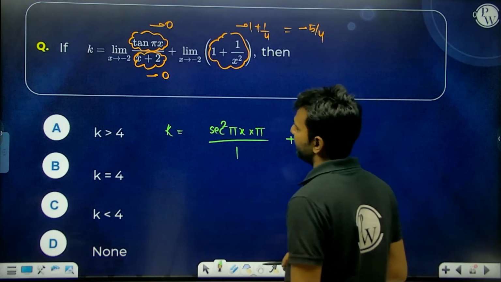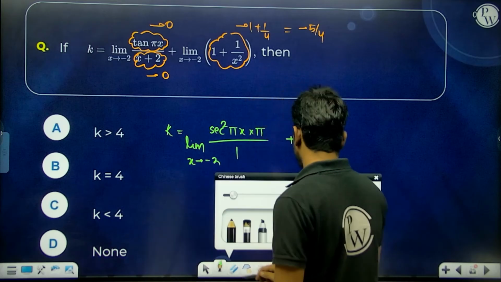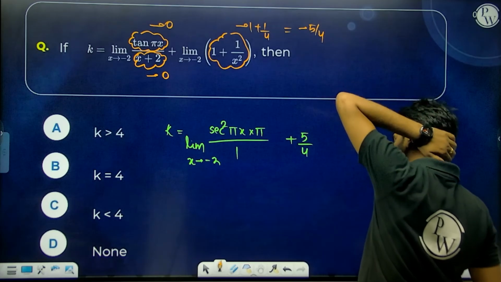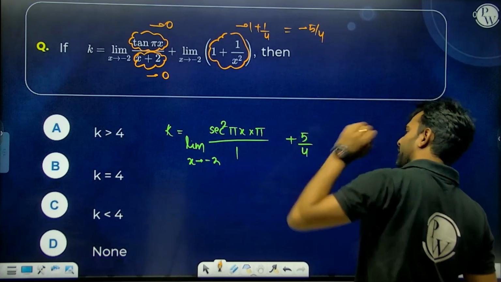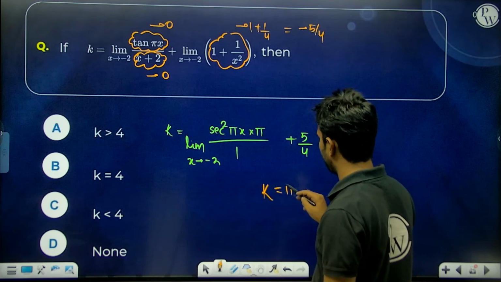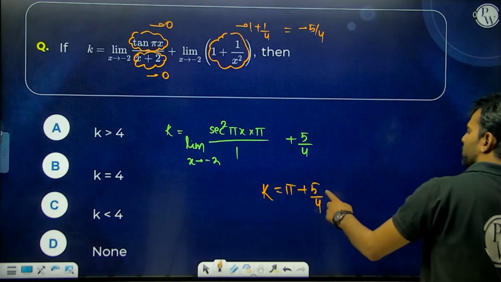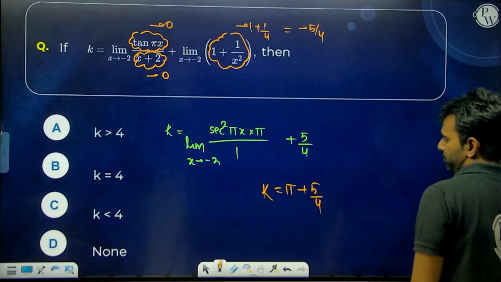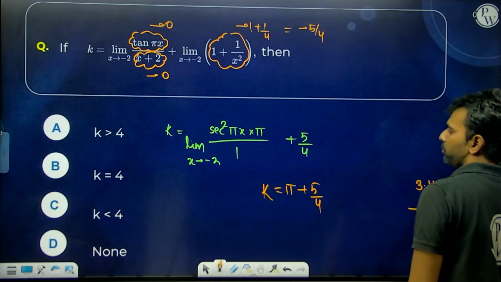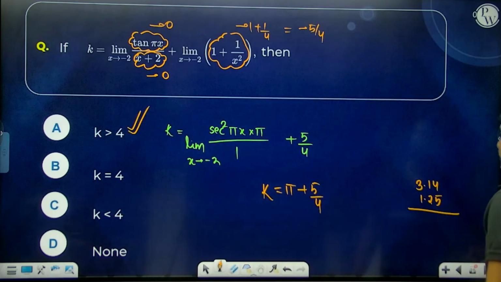Now I think you guys can tell me that if limit x tending to minus 2 is written, then sec of minus 2 pi is going to be what? Sec of minus 2 pi is going to be nothing but 1. Yes, so this is going to be pi plus 5 by 4. So pi is 3.14, this is 1.25. So 3.14 plus 1.25, this value is going to be greater than 4. So the answer is going to be this. Yes, everyone have a look at this.